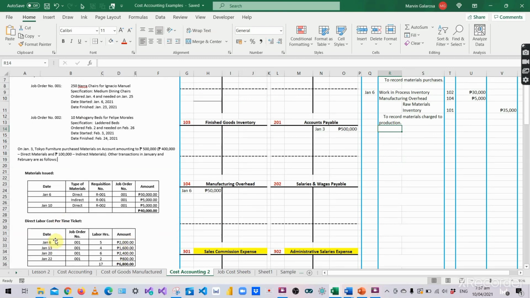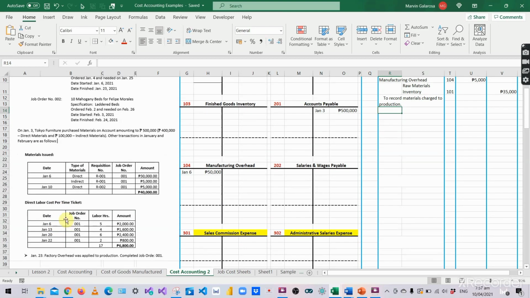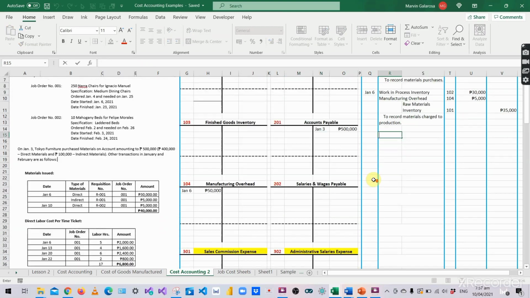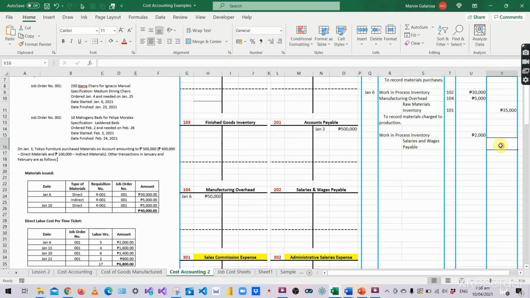January 6, sa parehong date, meron ding direct labor transaction. So, job order number 001, ang labor hours na work sa kanya is 5 hours costing 2,000 pesos. So, on direct labor, once incurred siya, charge siya sa work in process inventory. So, under pa rin ng January 6, debit tayo ng work in process inventory, 2,000. Credit naman tayo ng salaries and wages payable, 2,000.